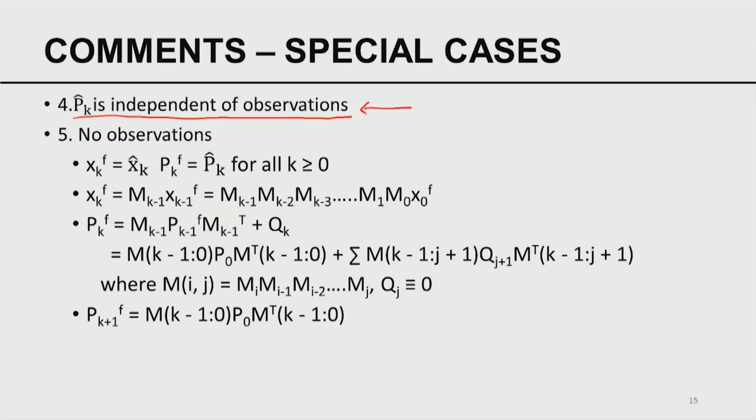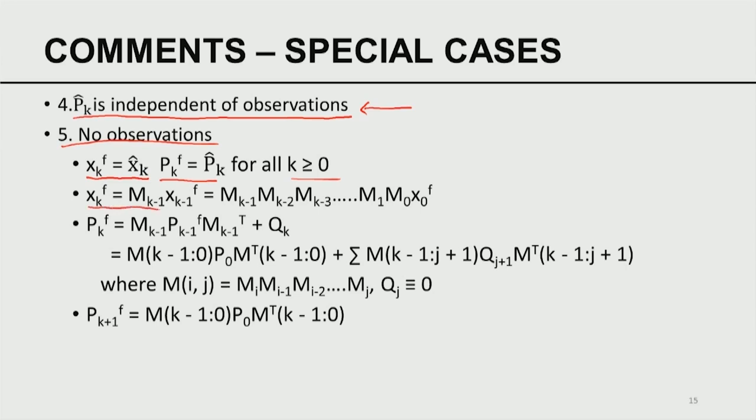Now I'm going to talk about the case when there is no observation. What do you mean by when there is no observation? I simply have the model, I'm going to run the model forward. What happens? Let's have fun. So in this case, xkf is equal to xk hat, analysis is equal to forecast, because analysis differs from the forecast only when there is observation. When there is no observation, analysis is forecast, forecast is analysis. In that case, analysis covariance is forecast covariance for all k. I hope that becomes very clear.